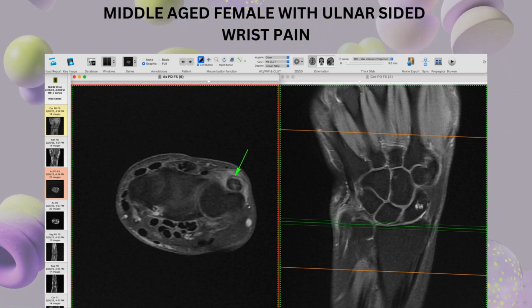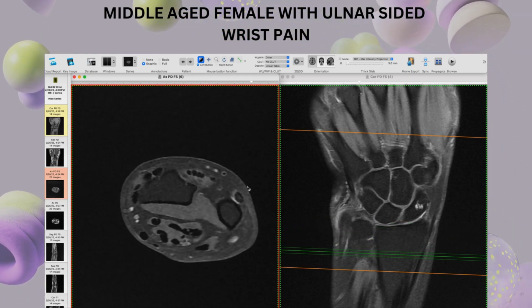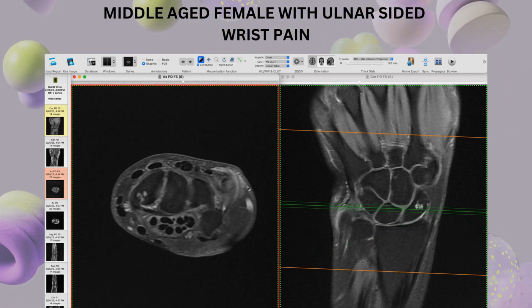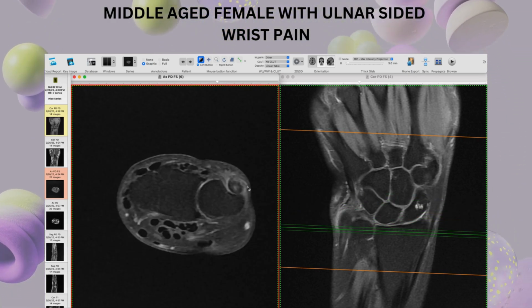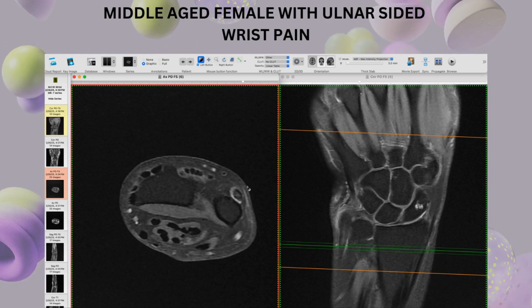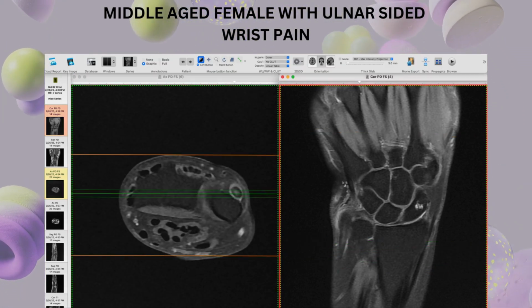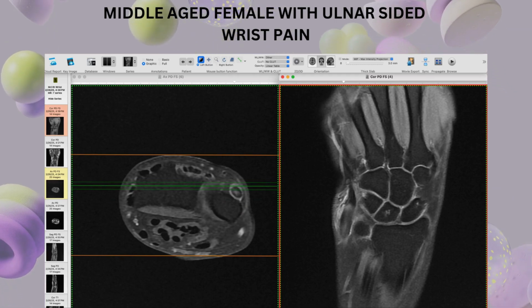However, now we see the culprit here: the extensor carpi ulnaris is moderately thickened and edematous. There is fluid in the tendon sheath, and there is extensive peritendinous soft tissue edema. The involvement of the tendon is approximately 2 centimeters in length, and we can appreciate extensive inflammation in the surrounding fat.